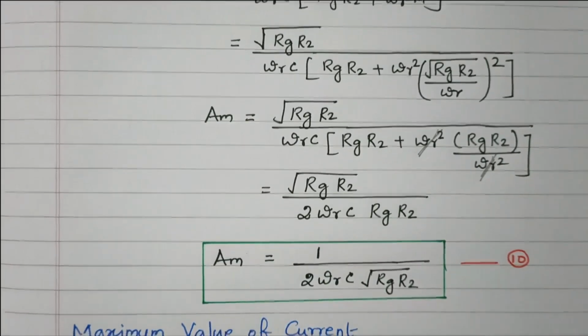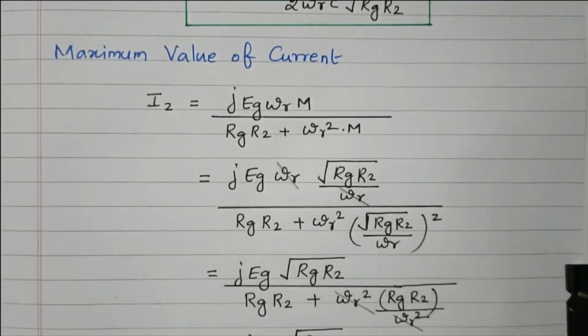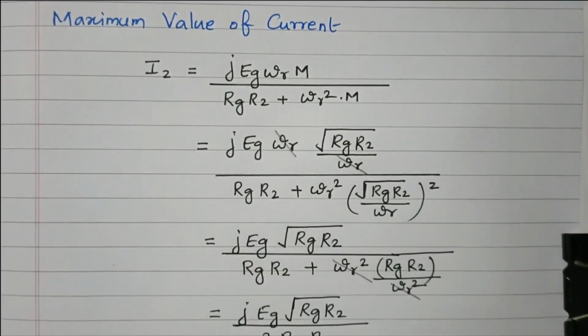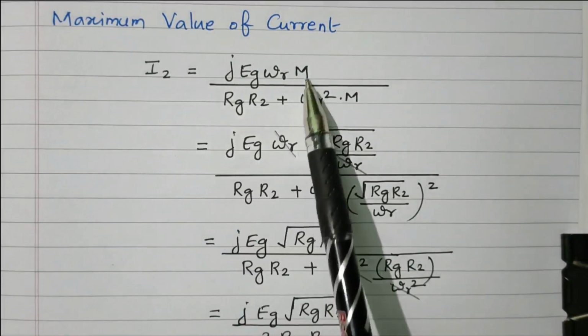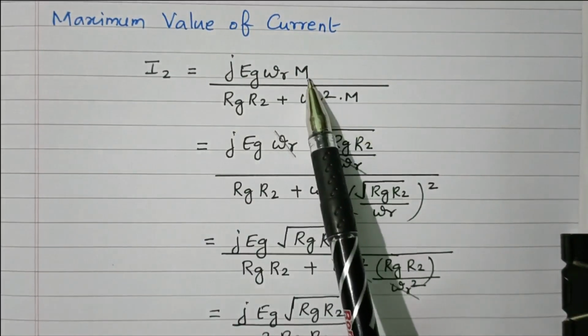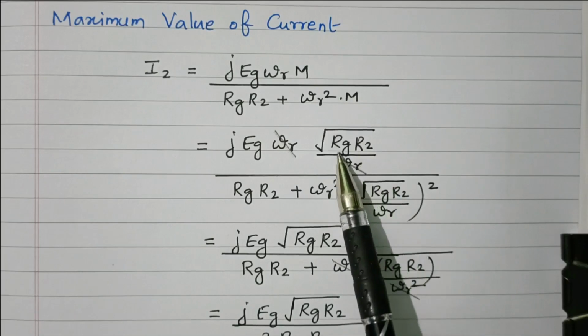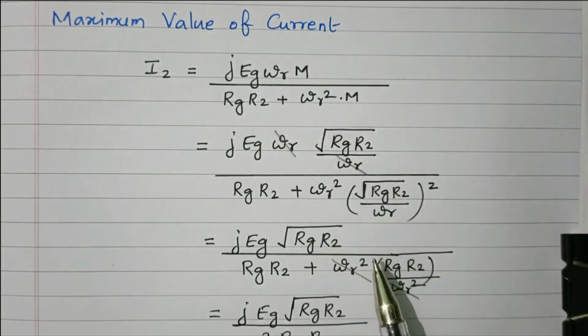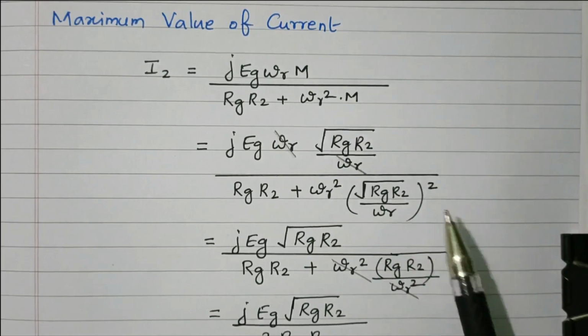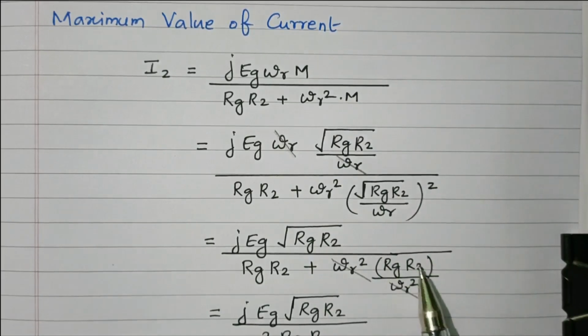Now we'll see the maximum value of the current. By using the same procedure, you can find the maximum value of current. So this is the current expression. In that we are going to substitute this M, we are going to replace square root of Rg R2 divided by omega r. So here also the square is there. While taking the square, it becomes Rg R2 divided by omega r square. This omega r square got cancelled.